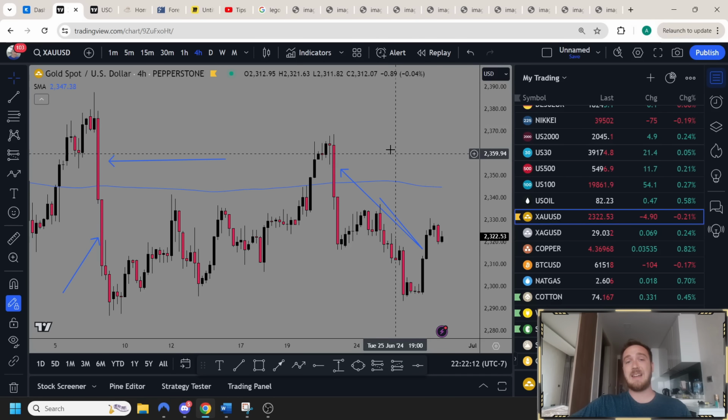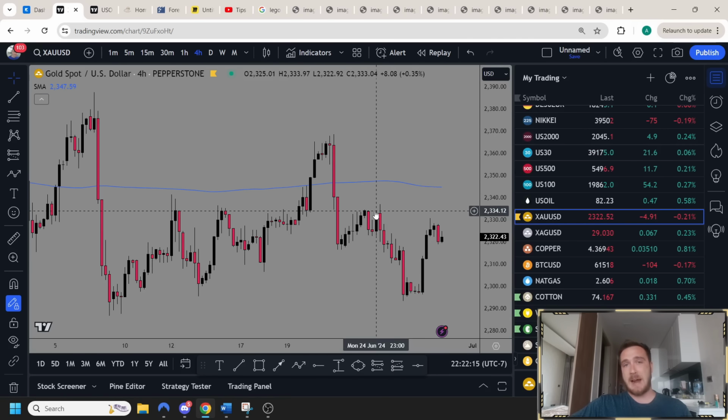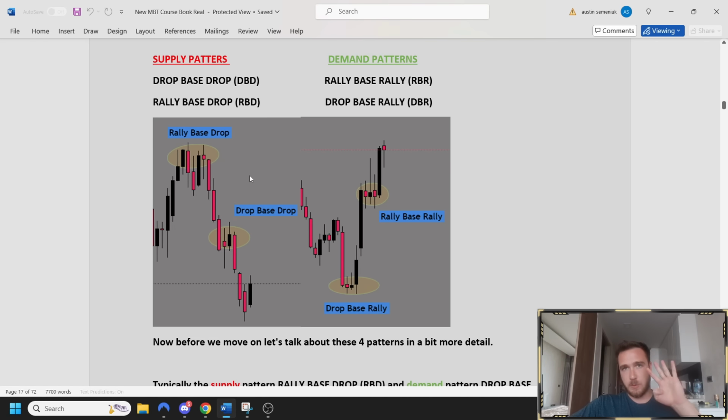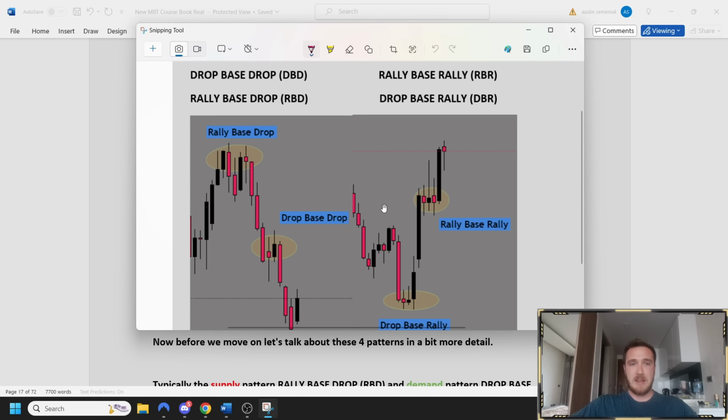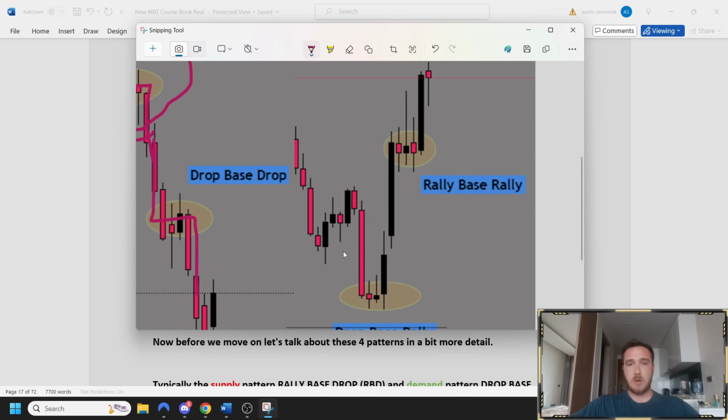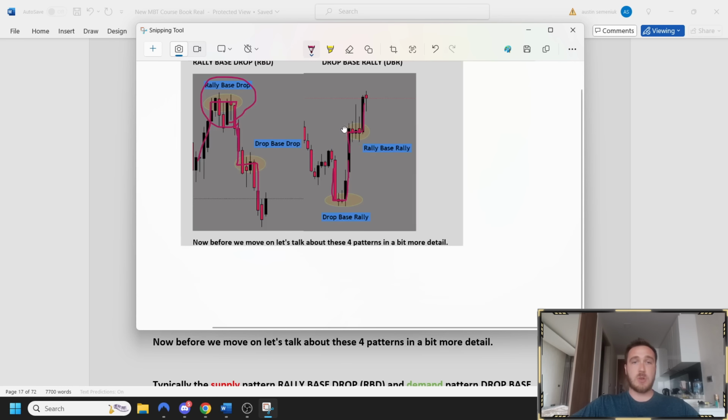Luckily, like I said, they leave footprints, and these are the 4 patterns that we trade. We have 2 supply zones and 2 demand zones. Our supply zones are going to consist of a rally-base-drop, where it rallies up, it bases, and it drops. We have a drop-base-drop, where price drops, bases, drops. Those are our 2 supply zones. And our 2 demand zones are going to be a drop-base-rally and a rally-base-rally. Those are the 4 patterns.